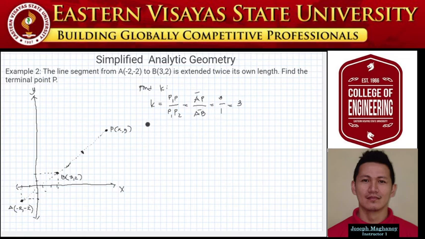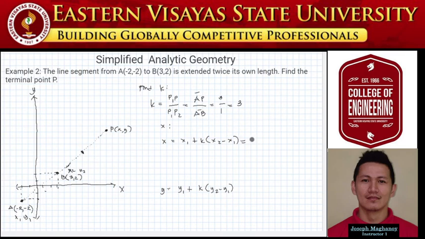Recall the formula for our X. In finding X, so X is equal to X sub 1 plus K X sub 2 minus X sub 1. And for your Y, we have Y sub 1 plus K Y sub 2 minus Y sub 1. So let's substitute the value. So for our given point, this is our X sub 1 and Y sub 1. And our second point, this is your X sub 2 and Y sub 2. So let's substitute the values.